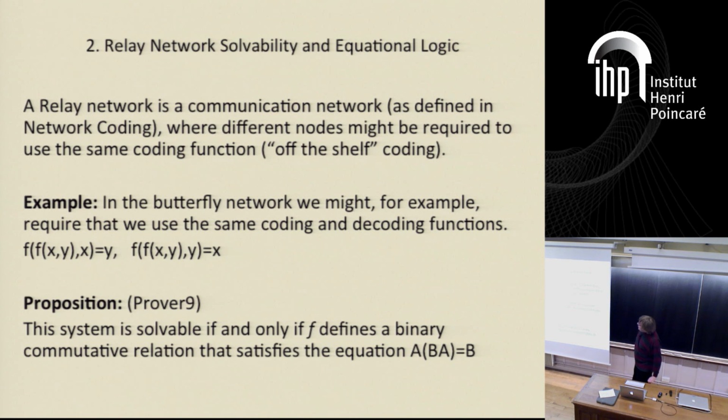But a relay network is a communication network. It's defined as a network coding, but different nodes might be required to use the same coding function, or you can say off-the-shelf coding. I will give a motivation for that also. Why is this so important? It's not just that you can use the same coding function, but it's also related to dynamic networks where you have link failures and lots of other things.